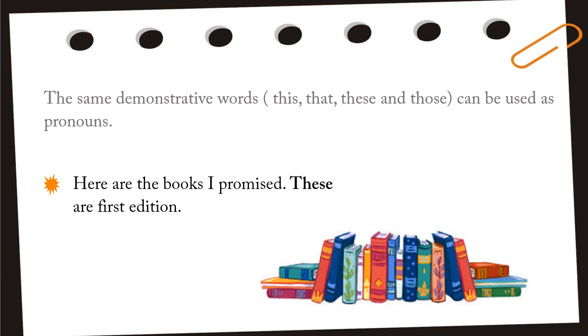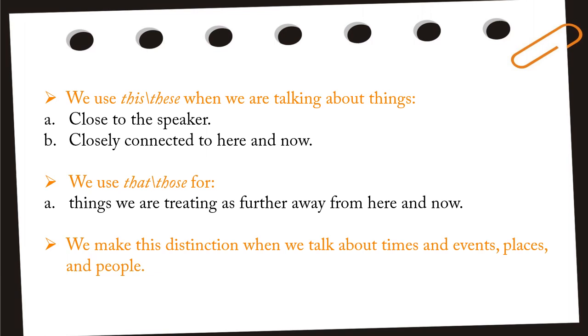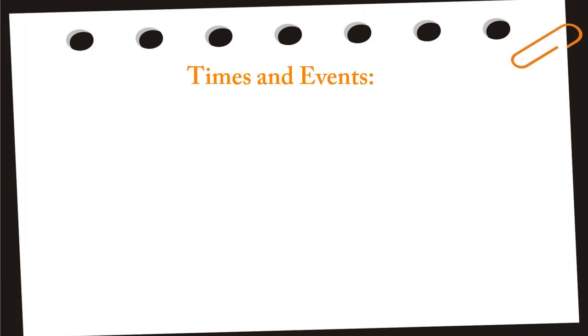which is the books. We use the demonstratives this and these when we are talking about things A, close to the speaker, B, closely connected to here and now, meaning the present. As for the demonstratives, that and those, we use them for things that we are treating as further away from here and now. We make this distinction in the usage of the demonstrative determiners when we talk about times and events, places, and people.